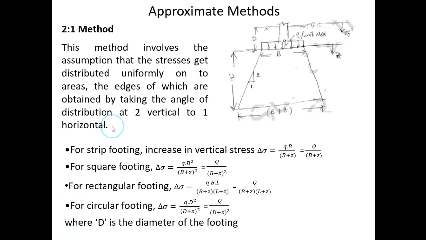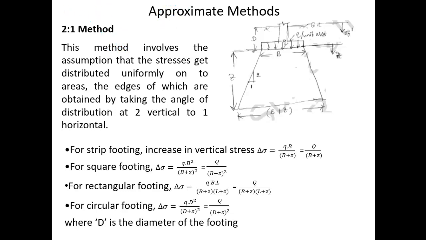In the previous session, we discussed the Boussinesq method, Westergaard method and Newmark's method to estimate the increase in vertical stress under different shapes of loading. Now let us discuss the approximate methods to estimate the increase in vertical stress at different depths and under different shapes of the footing. The important approximate methods are the 2:1 method, equivalent point load method and 60-degree distribution method.